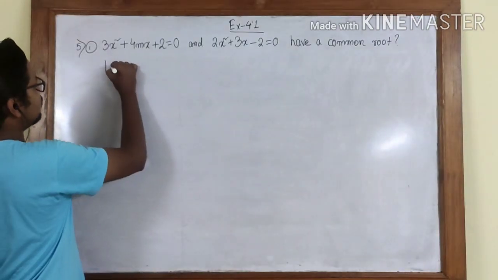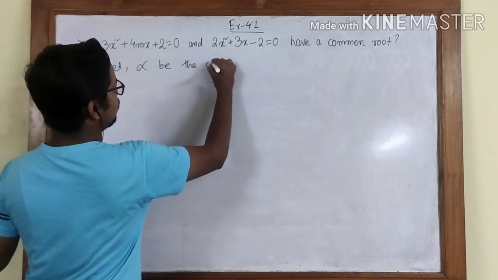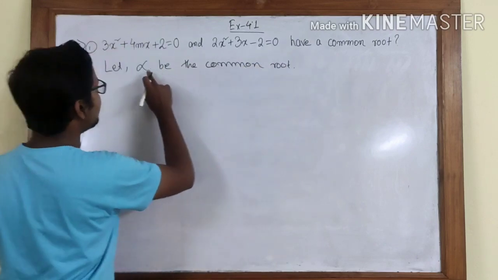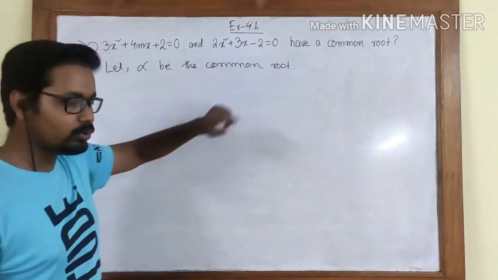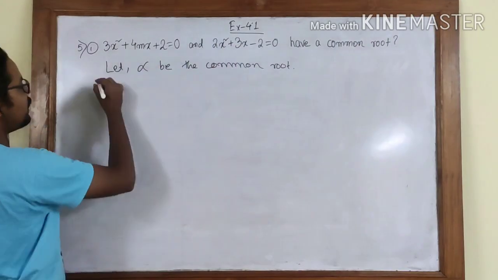So let alpha be a common root. So since alpha is the common root, I can place alpha in place of the x in both the equations, since it is a common root for both. So on putting alpha in both these cases, what do I get?